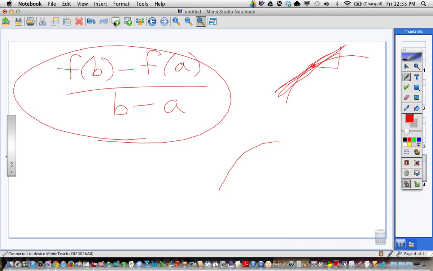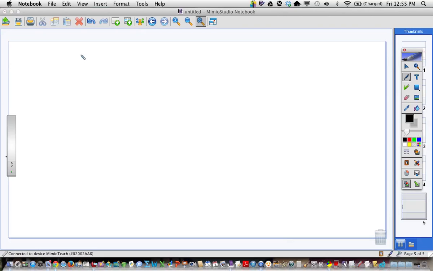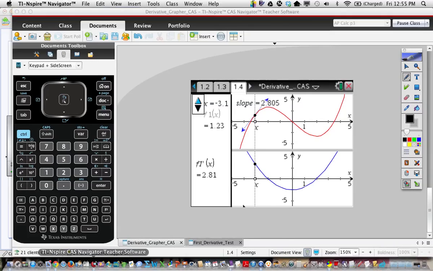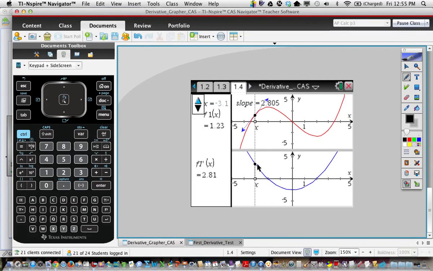Now, let me back up just a second. If I was to summarize what we're trying to do in this section, all the stuff we're going to be working on, it's this right here: what does F prime tell me about F? That is what we're working on. Right now, in this little exercise so far, it seems I got two things. When F prime is positive, it tells me F is increasing, because F prime is slopes, and if slopes are positive, that means they're going up, the graph's going up.